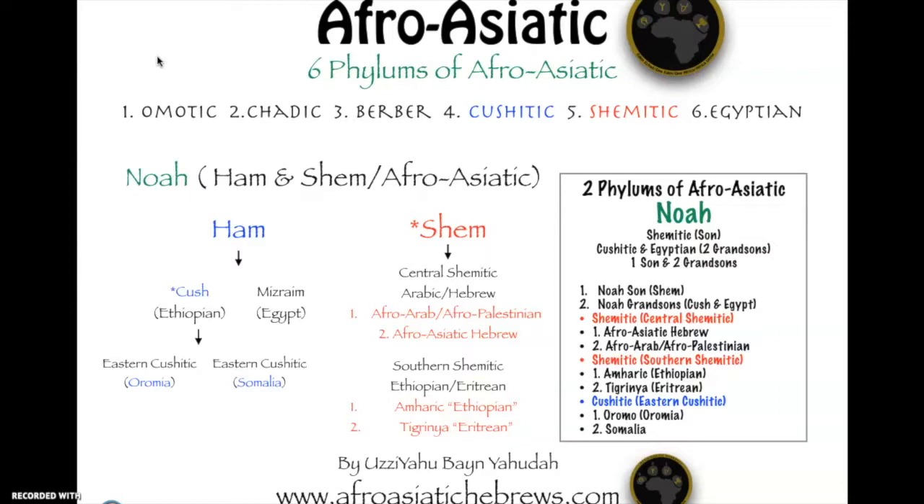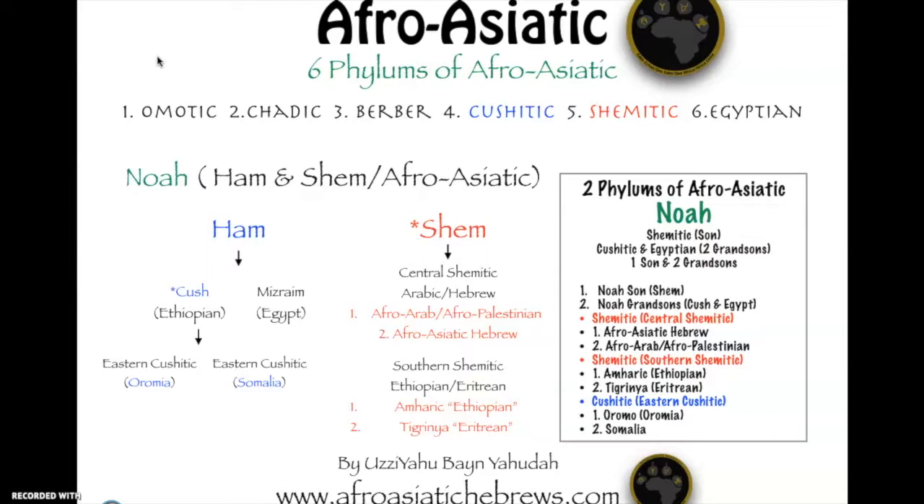You have the Central Shemitic and you have Southern Shemitic. So Central Shemitic, you have Arabic and the Hebrew language and people. So 1, you have the Afro-Arab and you have the Afro-Palestinian. And 2, you have the Afro-Asiatic Hebrews. So the Afro-Arab, the Afro-Palestinian, and the Afro-Asiatic Hebrews, we are Central Shemitic. So we're Afro-Asiatic and we're Central Shemitic. We're number 5. And that's Noah's son.